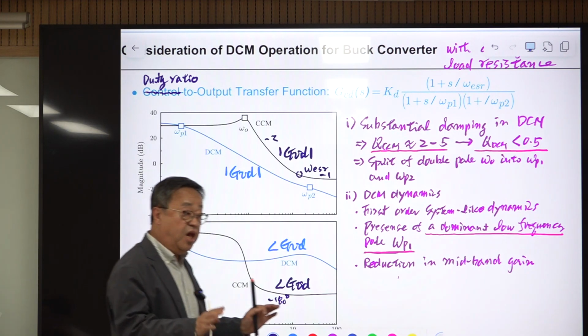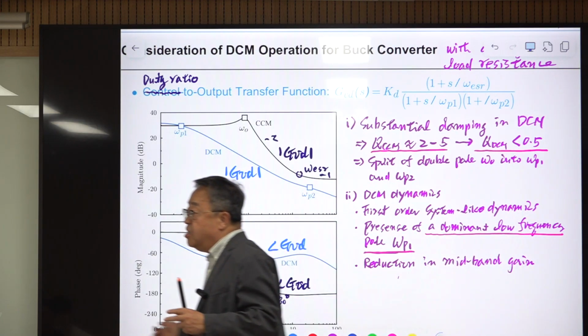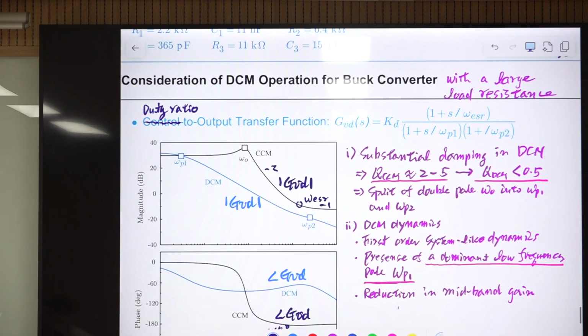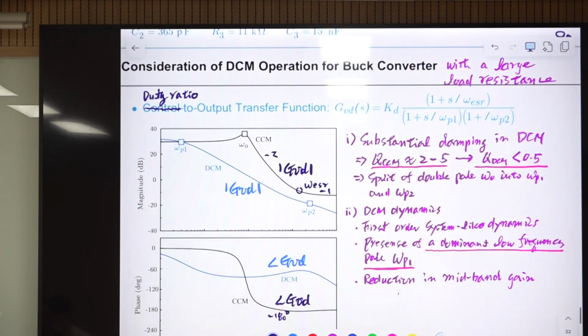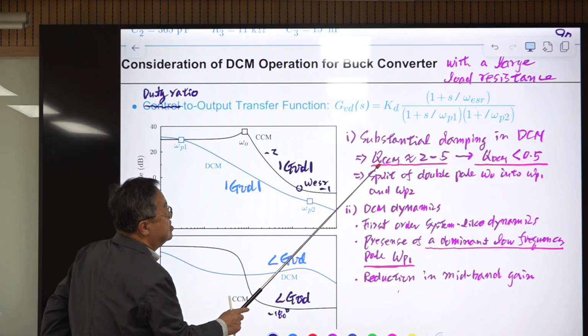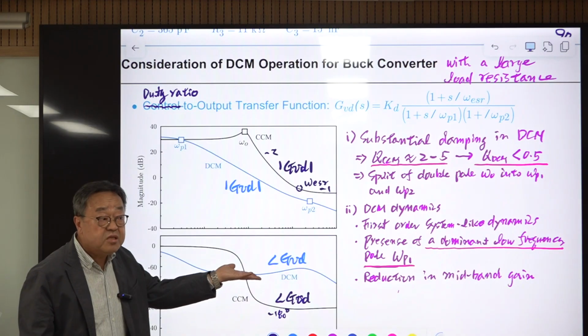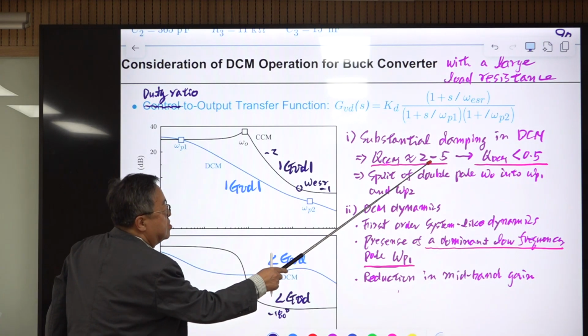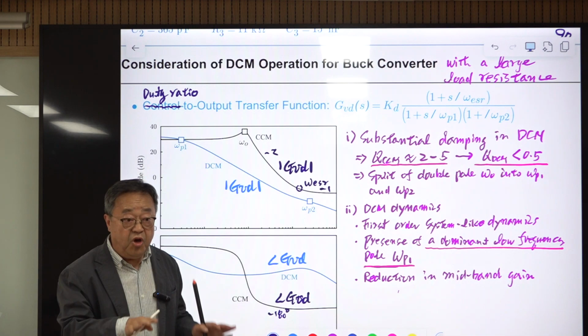The difference between CCM and DCM: everything is the same, the compensation is the same, and all the parameters are the same, only the load resistance R is increased. With a large load resistance, this large resistance R generates a substantial damping. In CCM operation, usually the quality factor of this double pole is some number between 2 and 5, and can be larger than this. That is a special case, but usually something in between is okay.